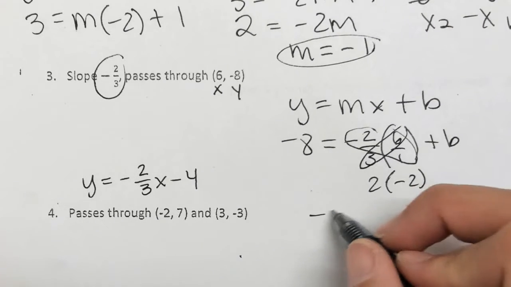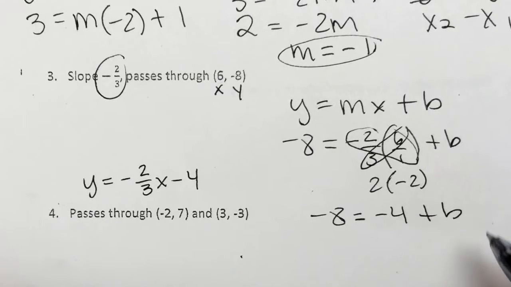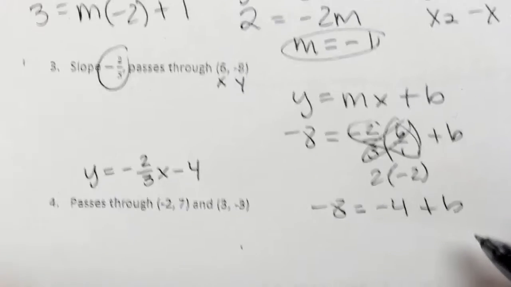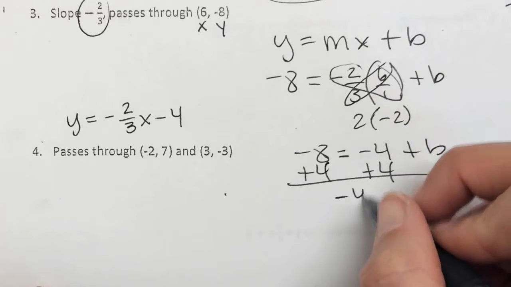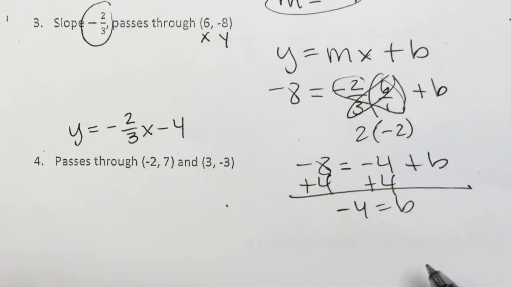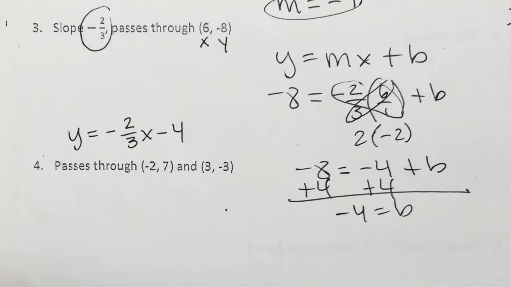So Nicole, tell me what that would be. Negative 8 equals what? Good. And how would I solve for it? Good. So negative 8 plus 4 would give us negative 4. So when you write your equation, you just use this as your slope. This is your y-intercept. Everybody good with that one?